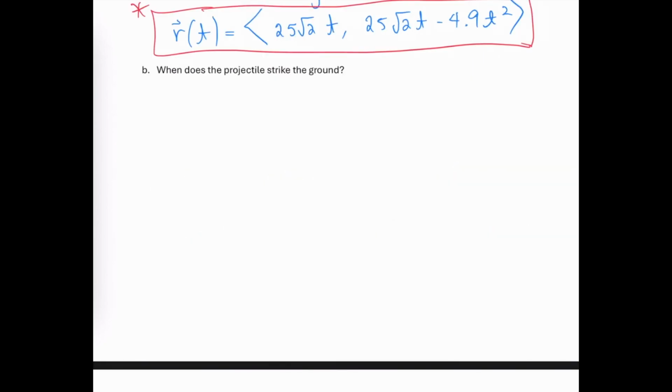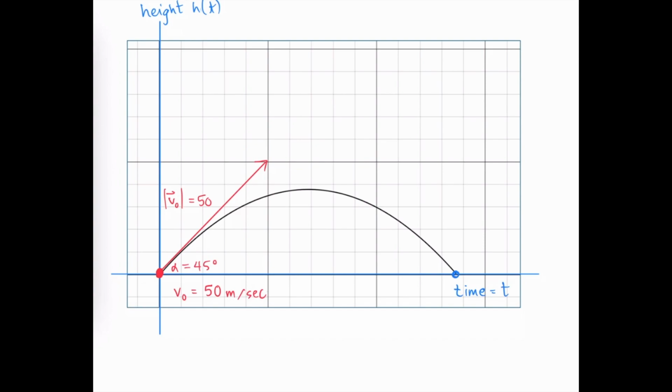Now, part B says, when does the projectile strike the ground? Back in our concept drawing, the projectile strikes the ground at this point, and what we're being asked to find is the time value that causes that to happen. We now know our vector function that represents this projectile's path is 25√2 times t, and let's call this negative 4.9t squared plus 25√2 times t to get my y parametric equation in descending order.